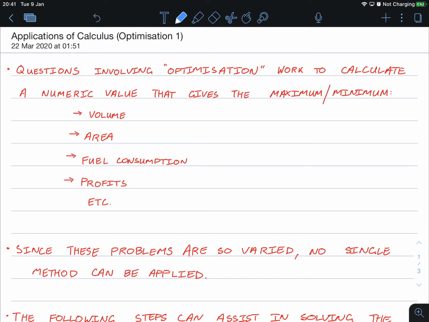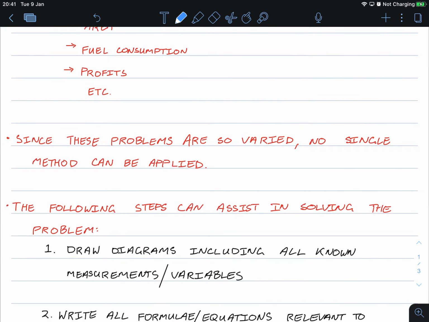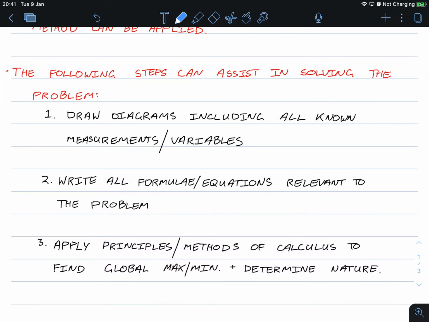Questions involving optimization work to calculate a numeric value that gives the maximum or minimum volume, area, fuel consumption, profits, costs, or whatever it might be in the question. Since these problems are so varied, no single method can be applied. However, the following steps can assist in solving the problem.